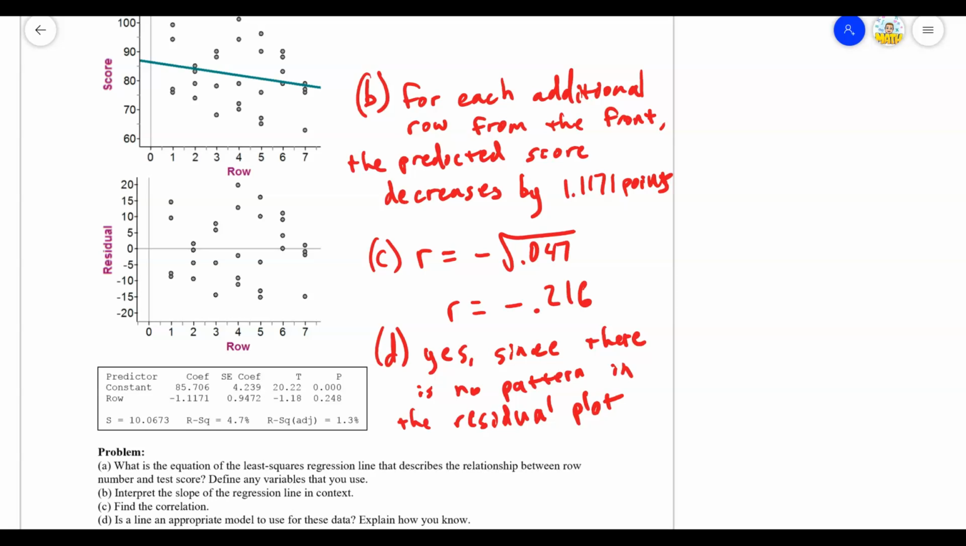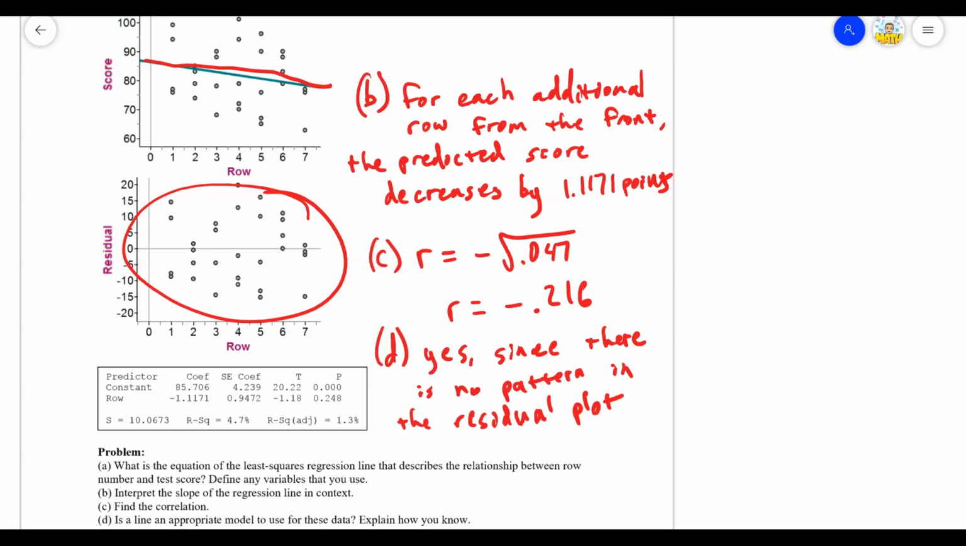R, you have to use some wisdom here and know that r has to be negative. Remember, r could be positive or negative based on r squared. We take the square root, and r is clearly negative because the slope of the regression line is negative. And then finally, I look at my residual plot, and I don't see any clear pattern. I don't see anything curving or bending there. So I would say yes, since there is no pattern in the residual plot, the line is appropriate.